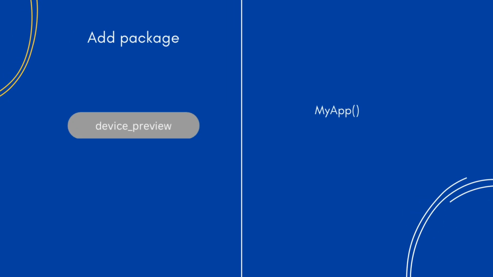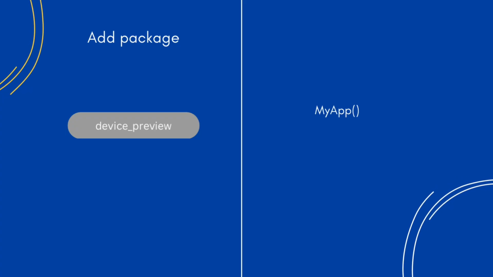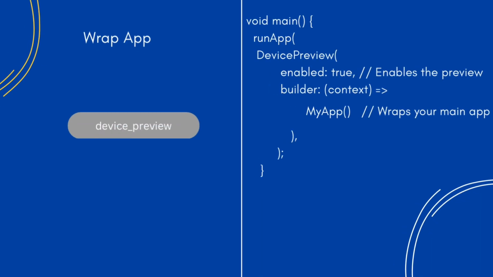Let's dive in. The first step is to add Device Preview to your Flutter project. Open your pubspec.yaml file and add this dependency. Next, wrap your app inside Device Preview.